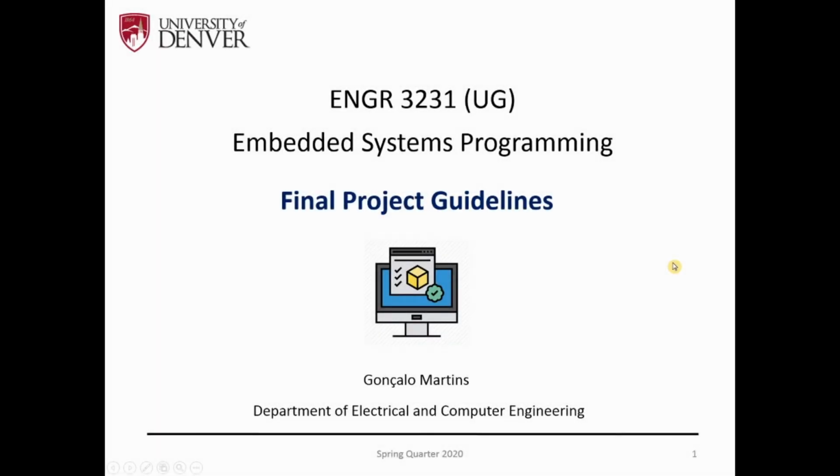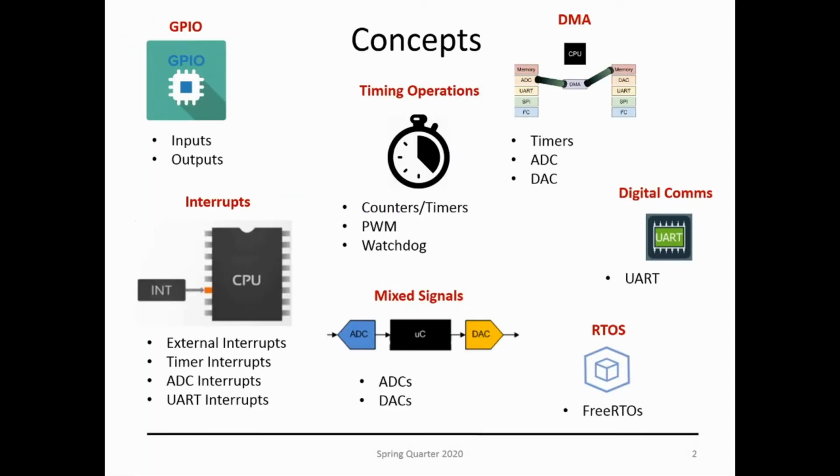For our final project, a couple of guidelines on this video. We learned a bunch of concepts throughout the quarter: GPIO, inputs and outputs, interrupt routines, different ways of doing that, external, timers, ADC, UART, timing operations, counters, timers, PWMs, watchdogs. We went through mixed signals, ADCs and DACs, and DMA, direct memory access, and we learned how to do that through timers, ADCs and DACs. We also covered digital comms, just UART, and finally this week we covered real-time operating systems, specifically FreeRTOS.